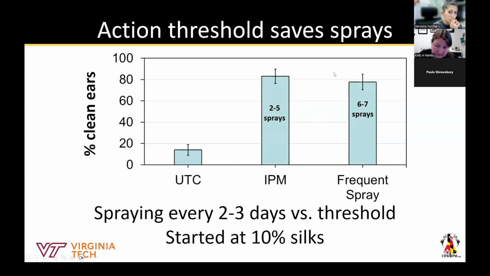But these are not really different. So the IPM program and the frequent spray program were equivalent, and you could save sprays. So it is worth using the threshold, and this was more recent data. So that older threshold still seems to be holding up for Virginia.